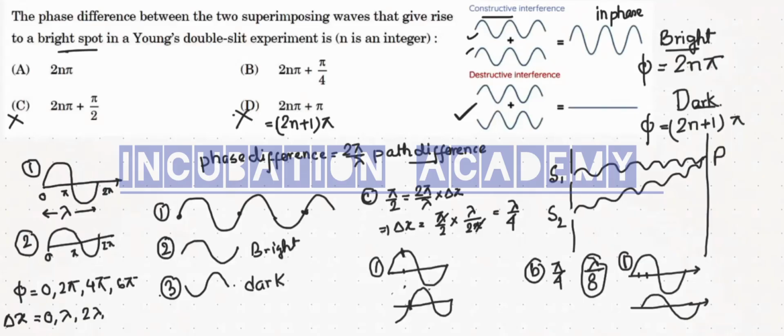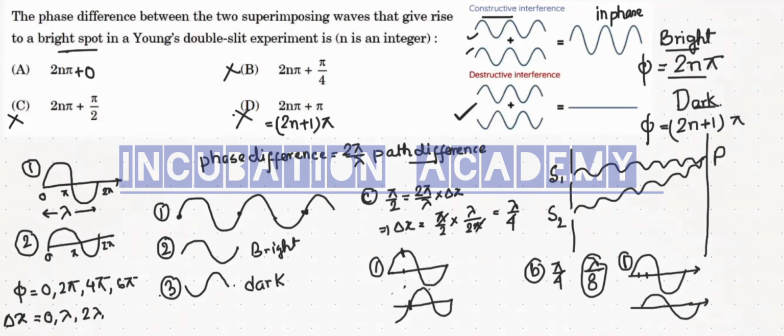So only one option is left, 2n pi plus 0. When the phase difference is 0, path difference is 0, then we get the bright spot, because with 2n pi the condition of brightness, the condition of constructive interference, is fulfilled. When the phase difference between two waves is 0, or 2n pi, an integral multiple or even multiple of pi, then we get the bright image in Young's double-slit experiment.